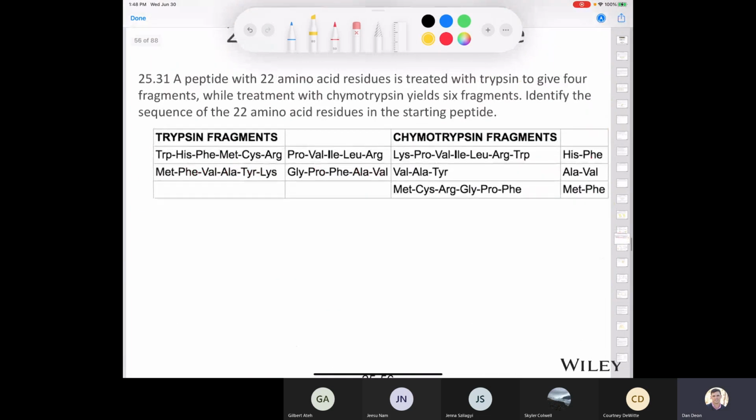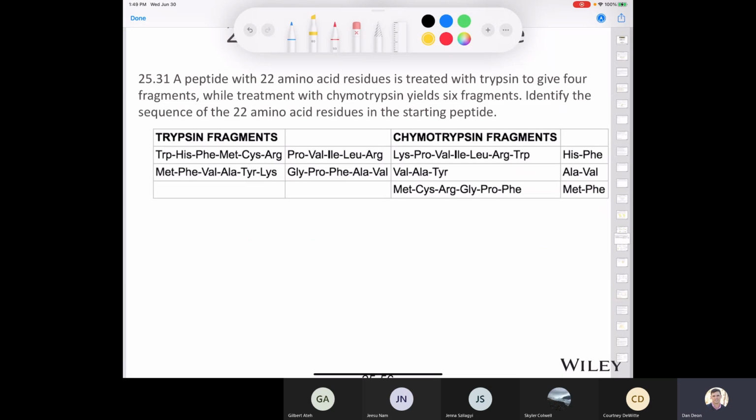All right, so with all that in mind, let's try a question that says a peptide with 22 amino acid residues is treated with trypsin to give 4 fragments, and it's treated with chymotrypsin to yield 6 fragments. Identify the sequence of 22 amino acid residues in the starting peptide.